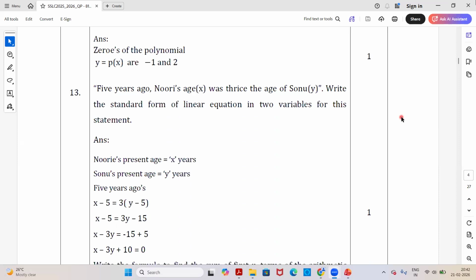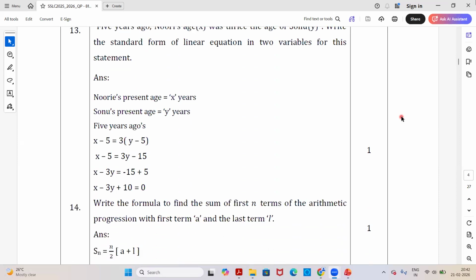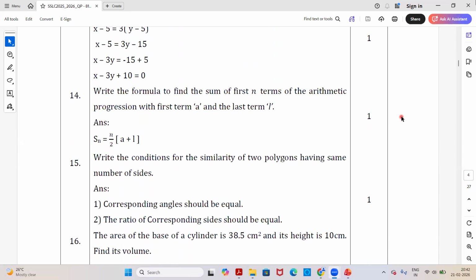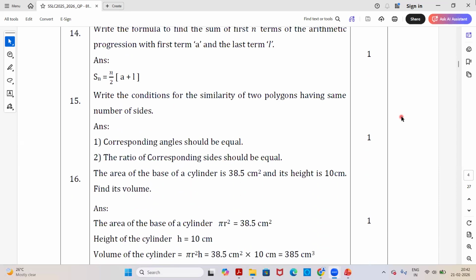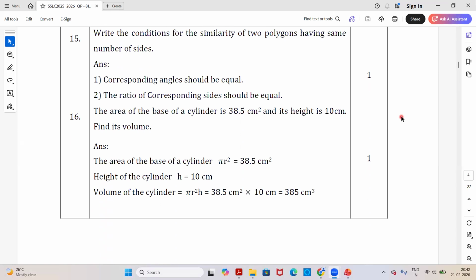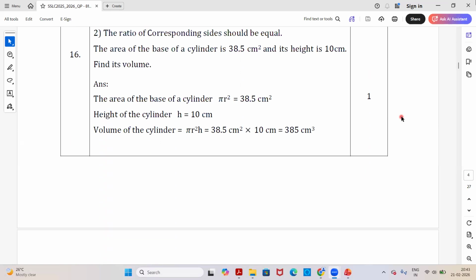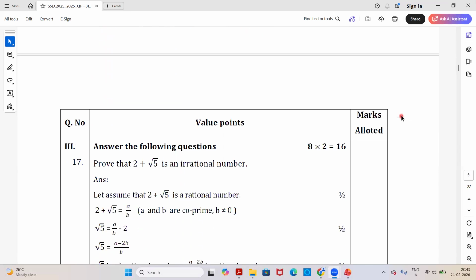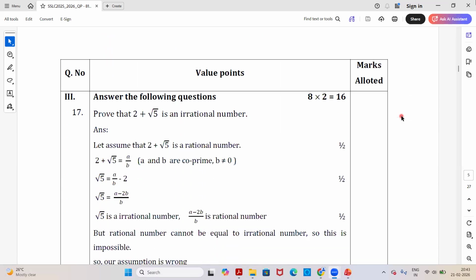Question 13, its solution. Then question 14, 15, and then question 16. I hope you are getting it. You will get a clear idea of how many marks are given and what kind of questions are asked.